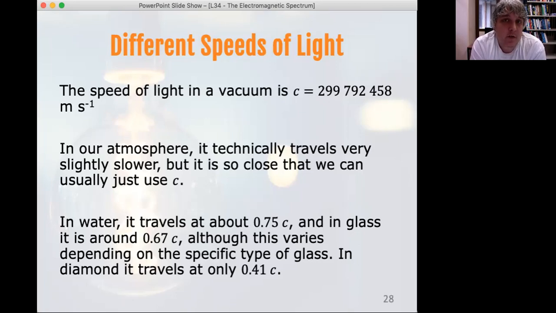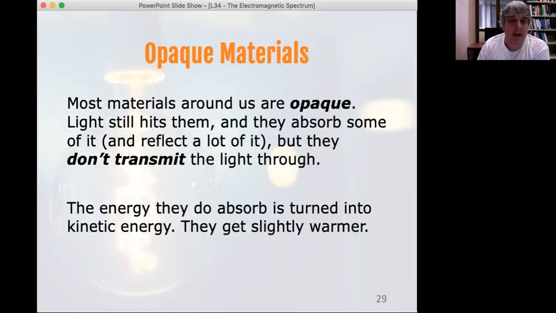In water, though, it slows down significantly. It gets to 0.75 C, and in glass, it gets down to about 2/3 of C, although it varies depending on the specific type of glass, what it's made of, and the properties of it. If you get all the way down to diamond, it slows down to less than half the speed of light. Now, that's still really high because we started at 300 million meters a second, but now it's traveling at only 40% of that. So it's still very high, but less. I don't know exactly what that would be, and you can calculate it if you're interested.